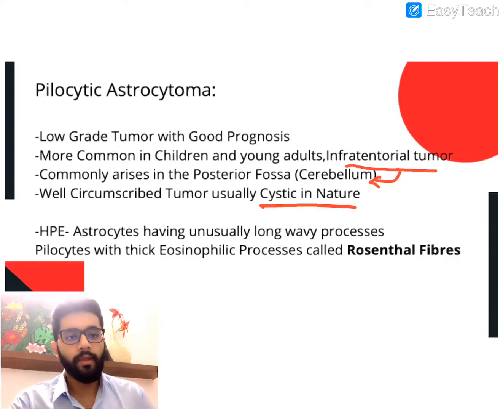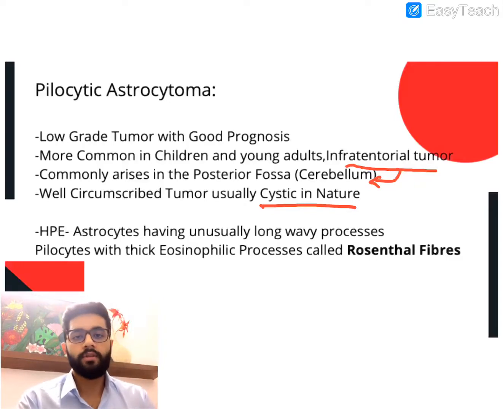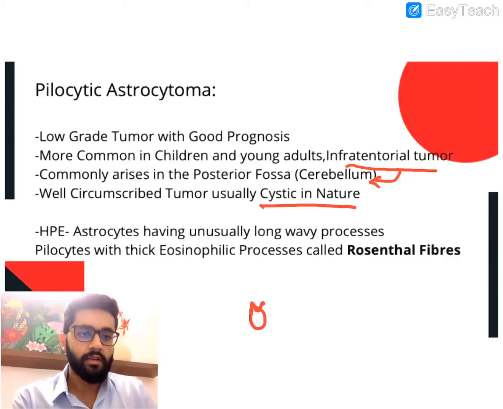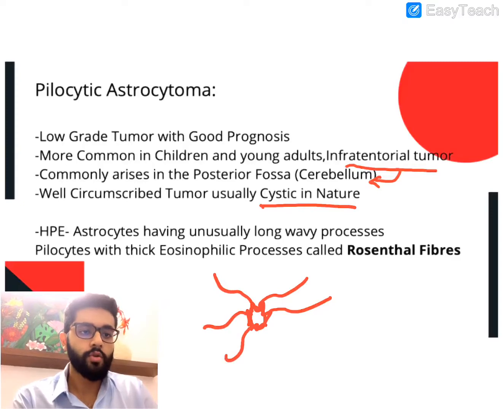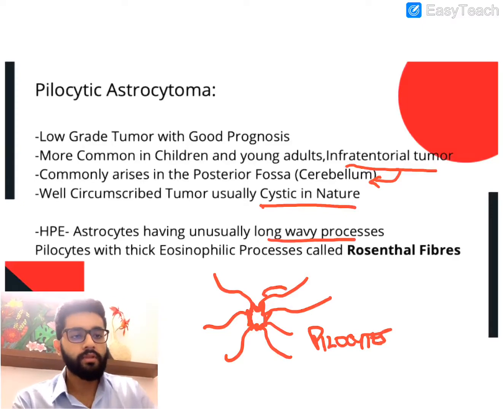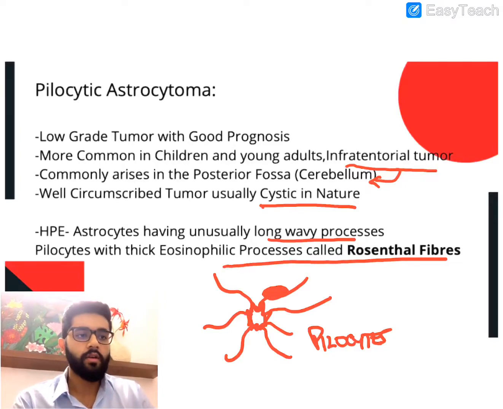Now the histopathology. In the histopathology, you need to only remember 2 things. The first thing is that this tumor is composed of astrocytes which have long fibrillary processes and are hence called pilocytes. So pilocytic means hair-like cells. So these astrocytes, which are usually star-shaped cells, develop long fibrillary processes like this, which look like hair and are hence called pilocytes. Okay, so astrocytes having long wavy processes, and some of these processes get thickened to form thickened eosinophilic processes, and these are called Rosenthal fibers.